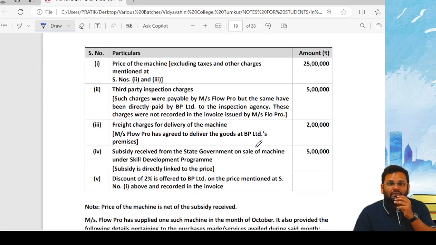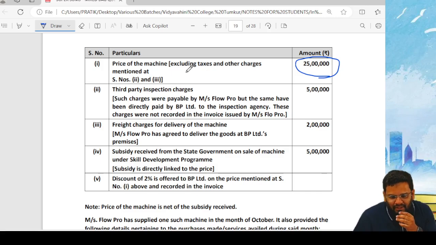It starts, the details of the machine is as follows. Means detail of outward supply is as follows. What is the price of machine? Price of machine is 25 lakhs. How is 25 lakhs given? Excluding taxes. GST you always have to exclude, but other taxes you have to include, and other items mentioned in serial number 2 and 3.